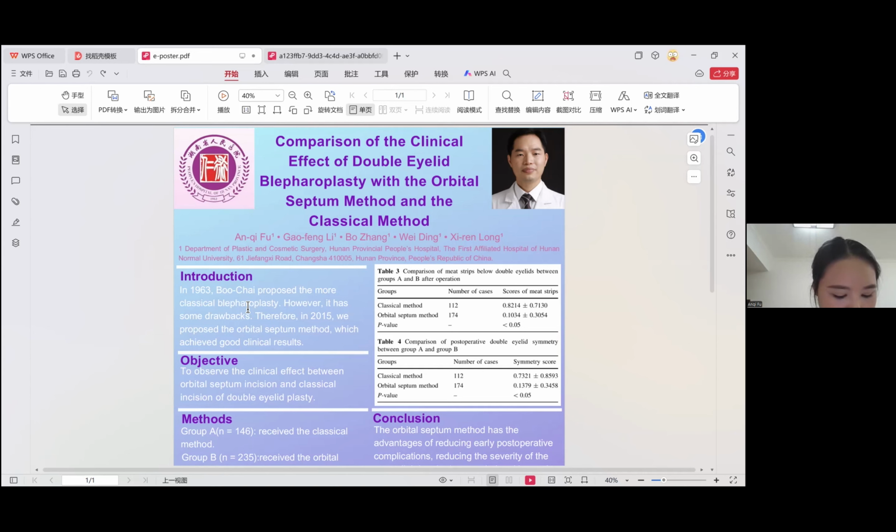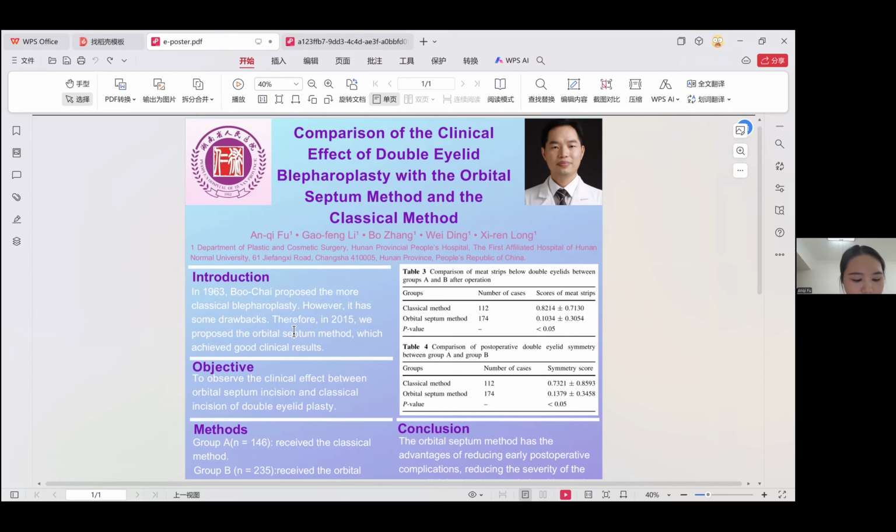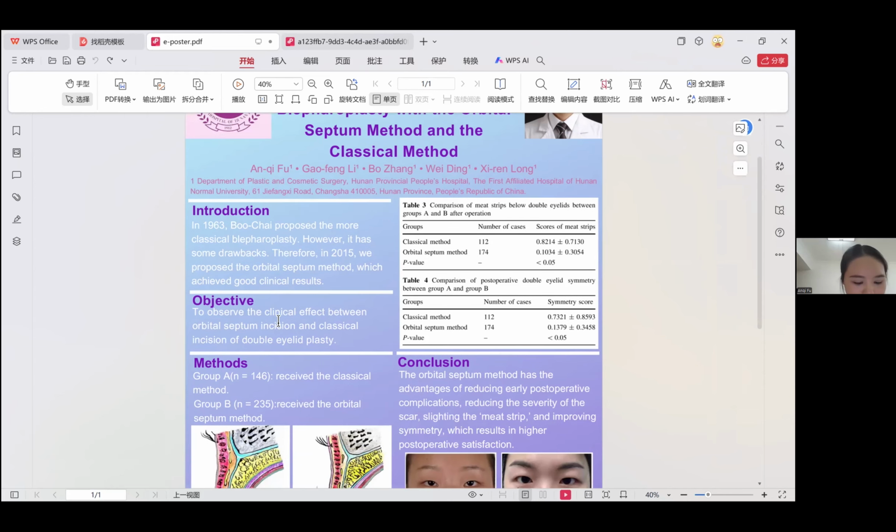We have used this method for more than 1 decade, but have also found some deficiencies, and this is the opportunity for us to propose the orbital septum method. Then I'll introduce the research method.